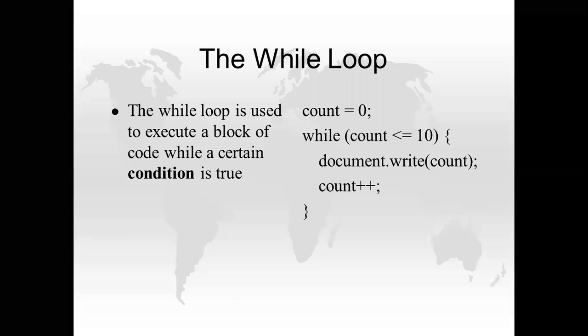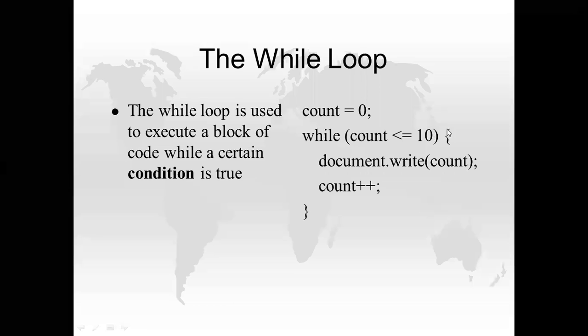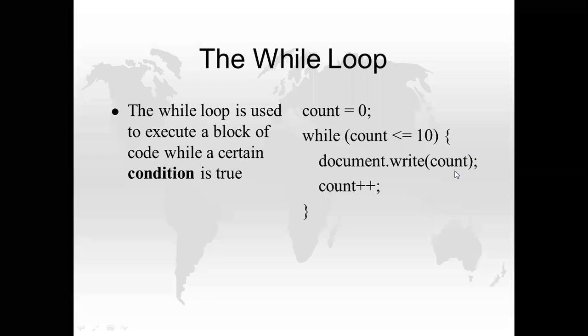Then repeated loops, for loops, while loops. Here we have declared count equal to 0. If count is less than or equal to 10, and that condition is satisfied, it will execute the next statements. It will print using document dot write the count, and side by side it will increment that count. This is the while loop.